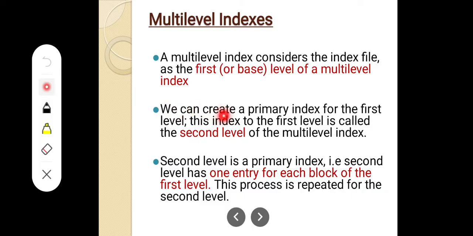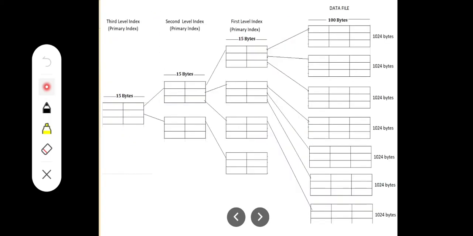Next, we can create a primary index for the first level. This index to the first level is called the second level of a multi-level index. That means we have already created the first level, or base level, index. So it is saying that we can create a primary index for the first level index.